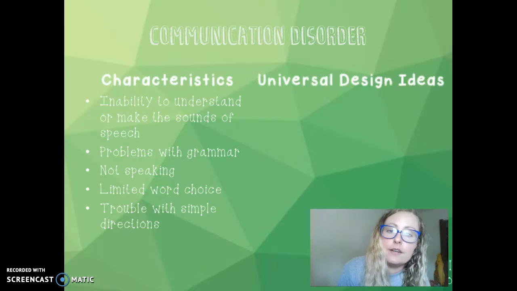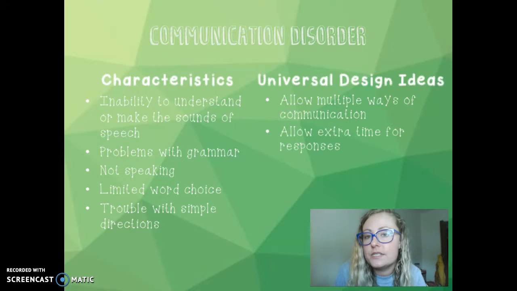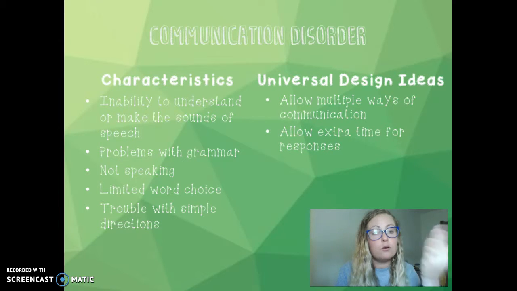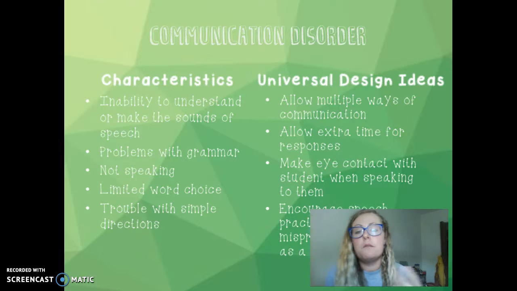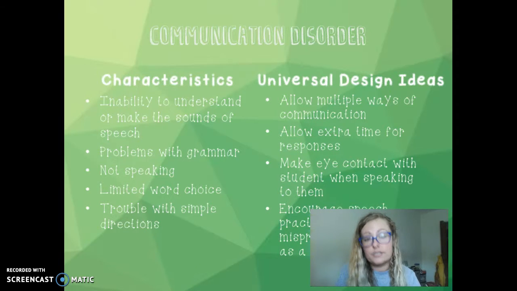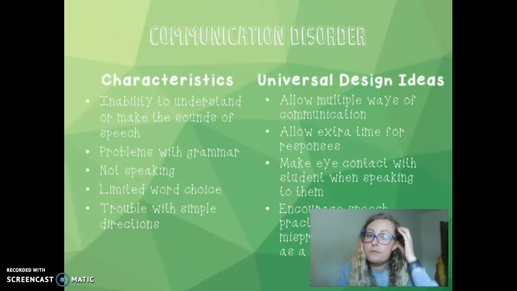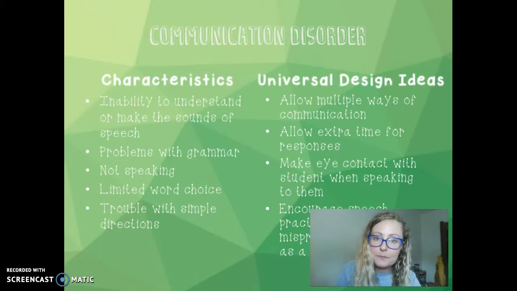So some universal design ideas for these students are allowing multiple ways to communicate, written and verbal, or signing or pointing even are other ways to communicate rather than verbally. Allow them extra time to respond to you because they're having trouble understanding what you're trying to say to them, or even understanding that you are speaking to them. Give them extra time to respond to you and process what you're saying to them. And when you are speaking to them, make sure you're making eye contact with them so that they understand that you are speaking directly to them. And encourage them to practice their speech as often as possible.